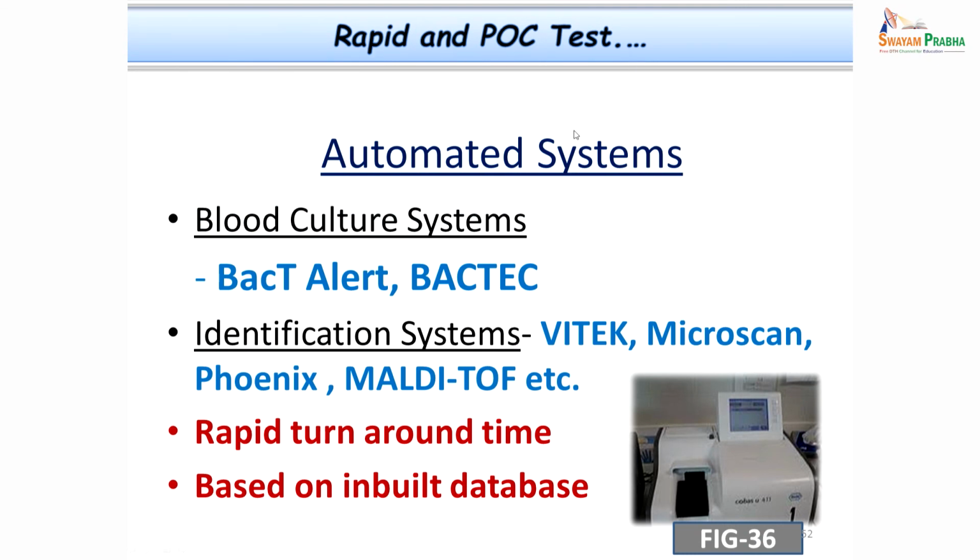We have some rapid and point of care tests also for rapid detection of bacteria rather than going for culture, which will take a minimum of 24 to 48 hours for identification. The rapid methods include blood culture systems, BACTEC, etc., and we can also identify the bacteria grown in the culture by identification systems like Vitek and all the others. The advantage of these methods is that there is a rapid turnaround time and the identification is based on an inbuilt database, which will help us even identify the rare pathogens, which will be quite cumbersome to do on the bench top.